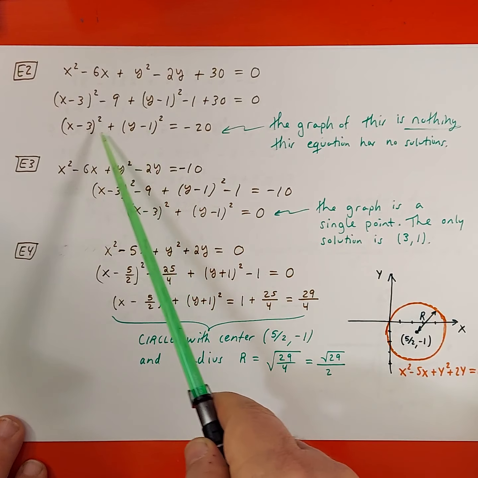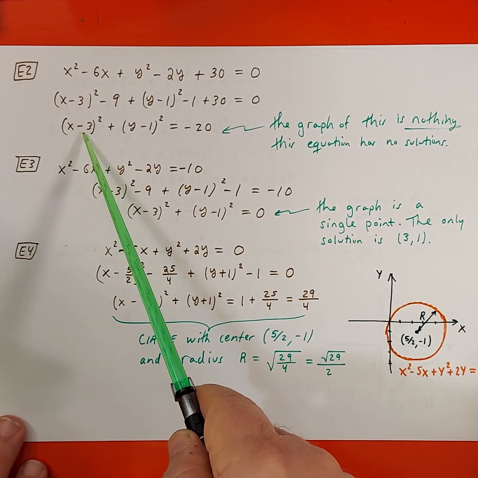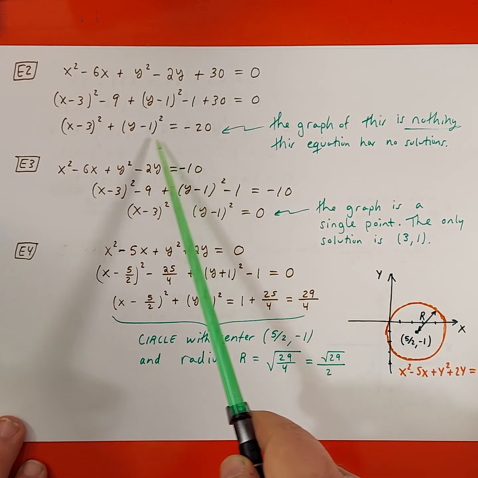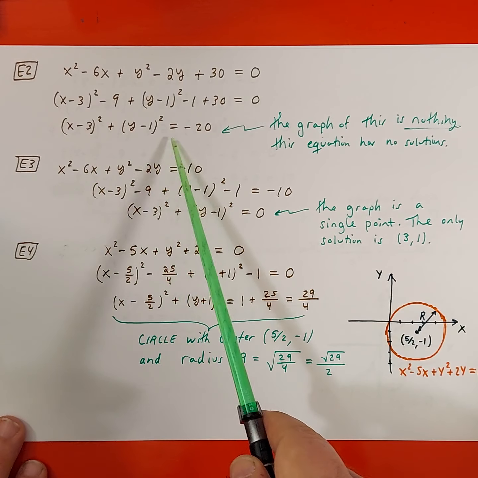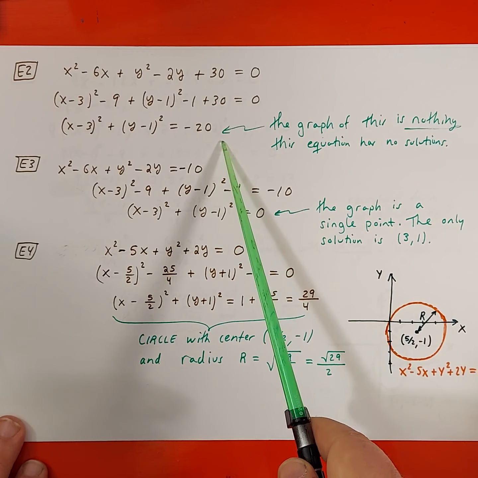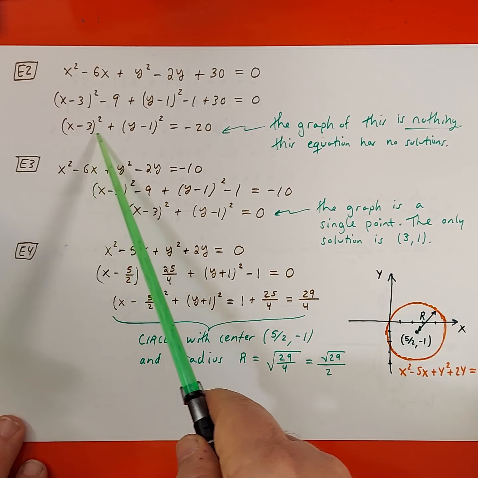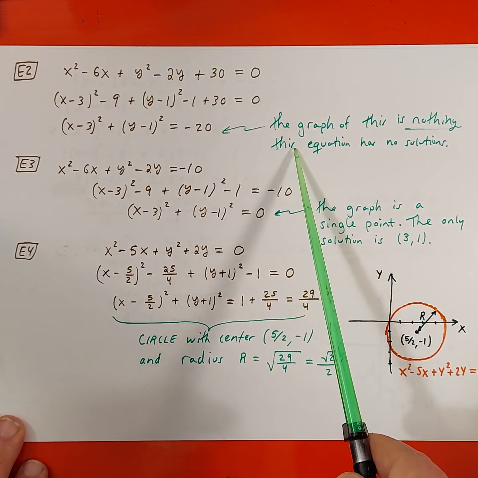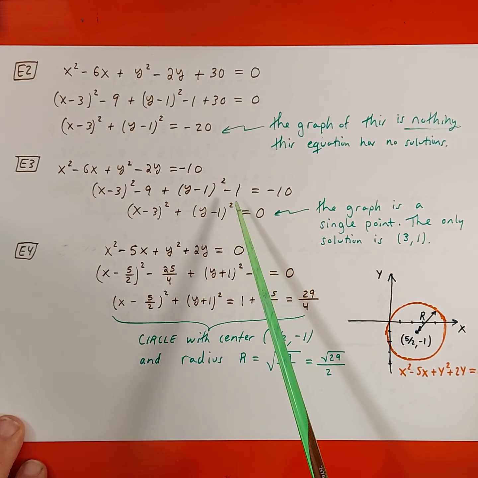But then when I isolate the squares, I get x minus 3 squared plus y minus 1 squared equals minus 20. Well, there's no way you can achieve that. You can't have a sum of squares equal to minus a number. So what that means is that the graph of this equation is no points. It's nothing. That equation has no solutions.